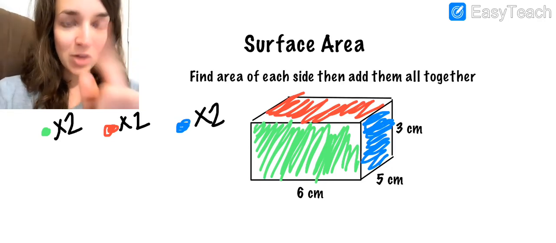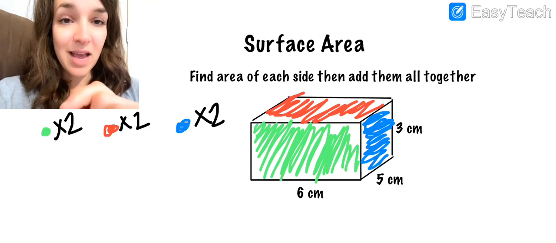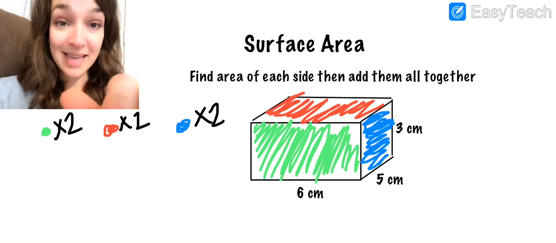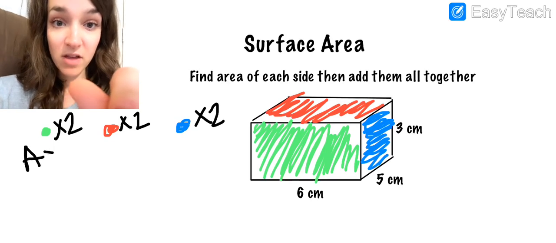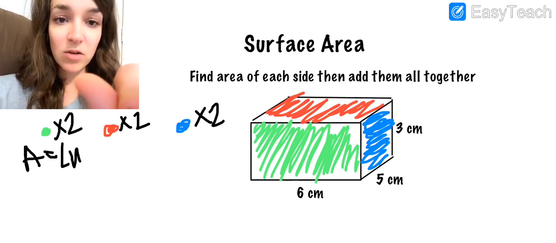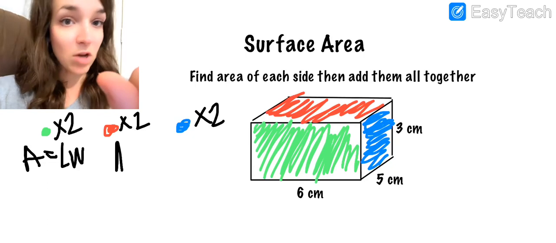Okay? So let's look at our formulas. For area of a rectangle, remember it's always important to keep in mind what shape we are finding the area of. In this case, they are all rectangles, so it's all going to be the same. That will not always be the case.